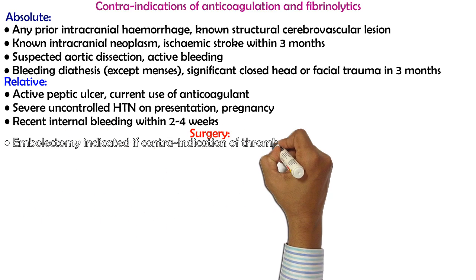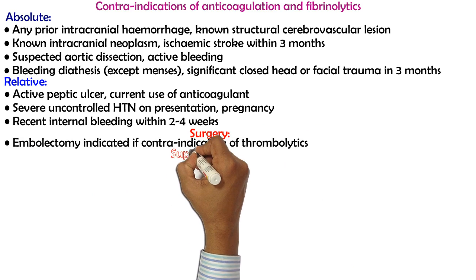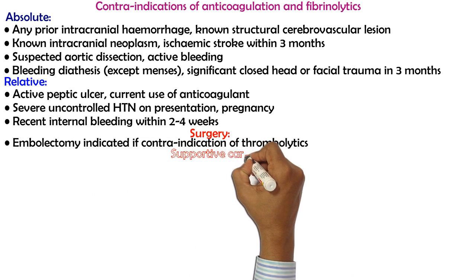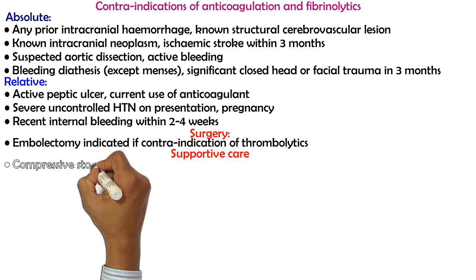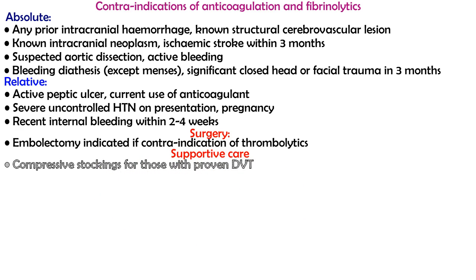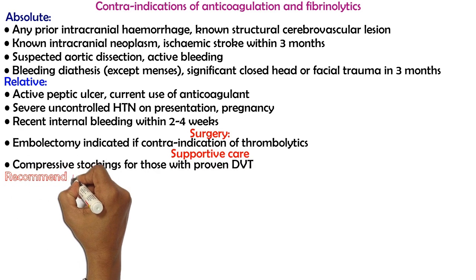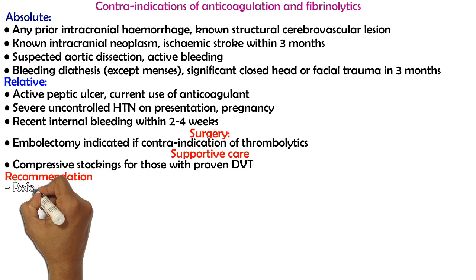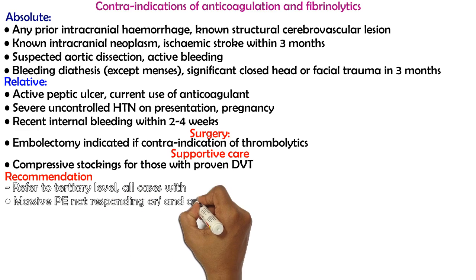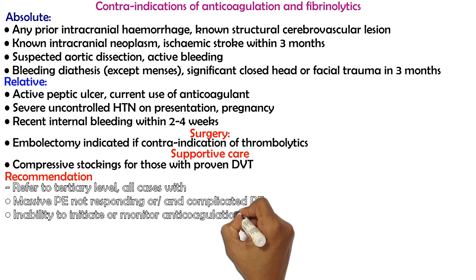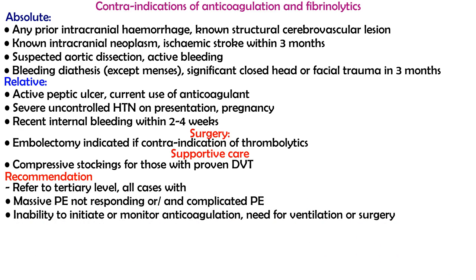So the major recommendations, as we're summarizing, for a patient who may be managed for pulmonary embolism: refer the patient to a tertiary institution if they are having a massive PE that is not responding, or if it is a complicated PE. If that patient has inability to initiate or monitor anticoagulation, or if there is need for ventilation or surgery, these are cases where you're supposed to refer the patient.